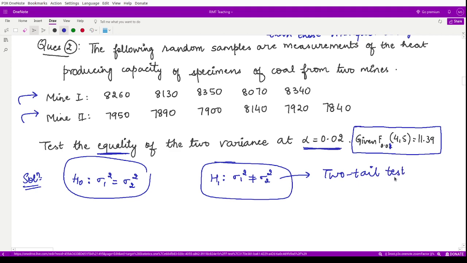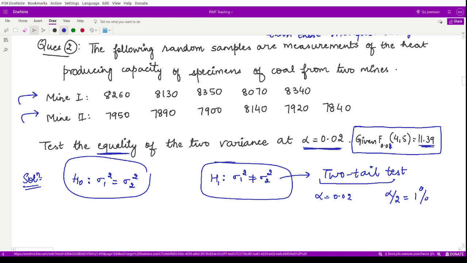And for this two-tailed test, we wanted to check the equality of variances at 2% level of significance. So therefore, because this is a two-tailed test, alpha is 0.02. Whenever your level of significance is equal to 2%, that means we will check here for alpha by 2, that means at 1% level of significance. So that is why the value of 0.01 at 4,5 degrees of freedom is given to us, 11.39. So for this value, we will test our hypothesis here.